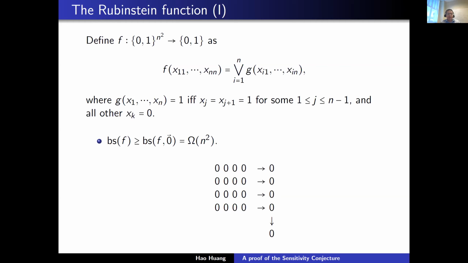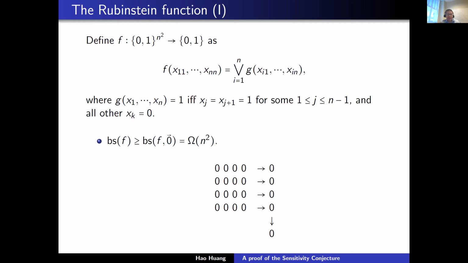So now you can actually show the following result. The block sensitivity of this Boolean function is quadratic in n. However, the sensitivity of this Boolean function is only linear in n. So in other words, the block sensitivity is roughly the square of the sensitivity. So they are not equal, at least not in this case. Now let me show you these two results.